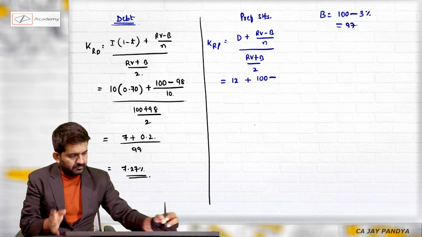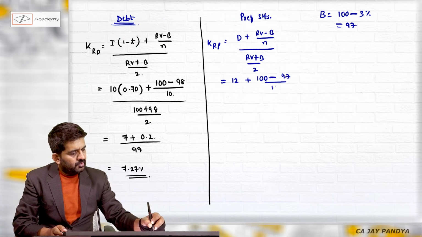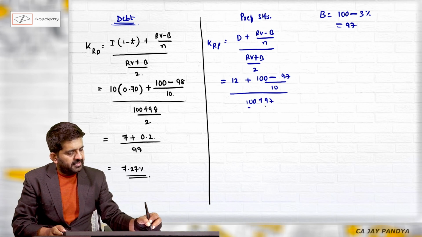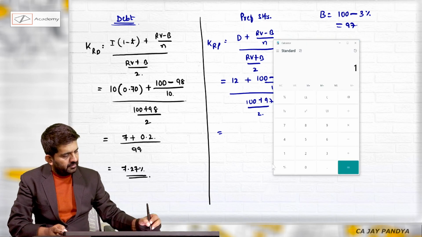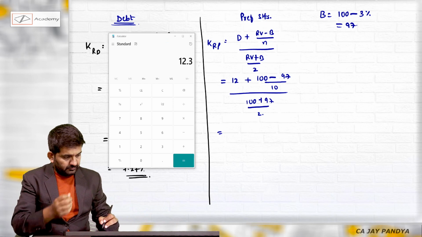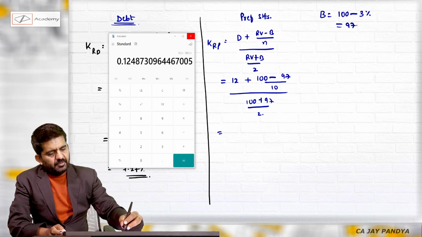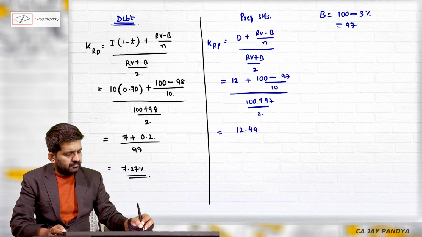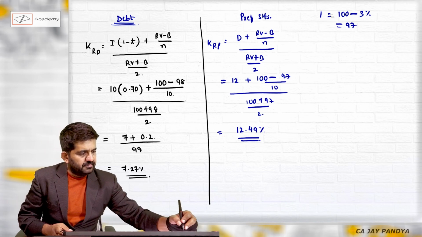This is 97 upon 10, 100 plus 97 upon 2. This will be 12.3 divided by 98.5, which is 12.49. This will be the cost of preference shares.